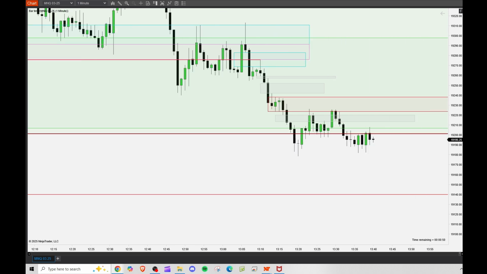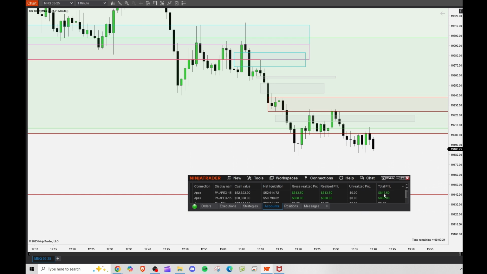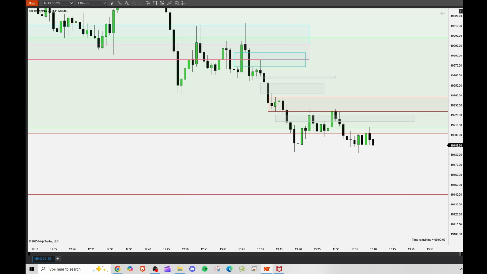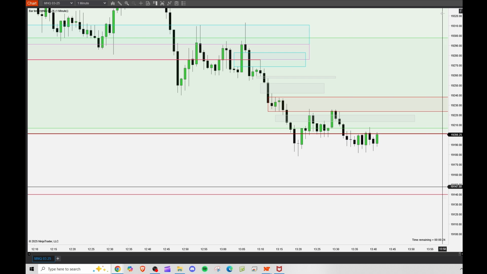19,200. And there, as you can see, I was able to make a little bit over $1,600 in two $50,000 accounts, not risking much. The biggest amount of contracts that I traded was three, and that was only for the first trade of the day, and then the rest was just one contract and two contracts.